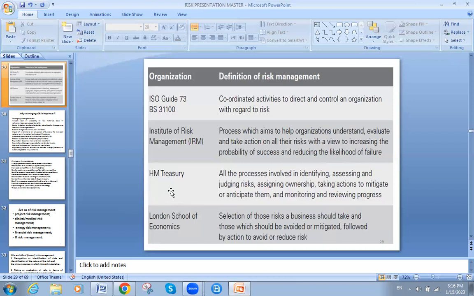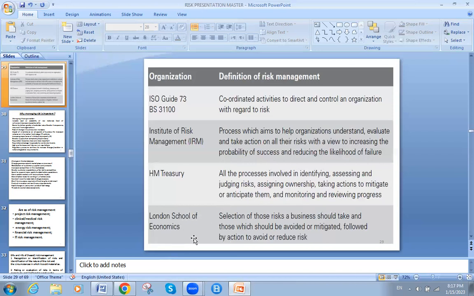The third definition for risk management is all the process involved in identifying, assessing, and judging risk, assigning ownerships, taking actions to mitigate or anticipate them. Look at this: mitigate to reduce the risk or anticipate, expect the risk, and monitoring and reviewing progress, monitoring the risk, how it's increasing or decreasing, and reviewing also the plans based on the type of risk. We'll move from plan A to plan B and so on.